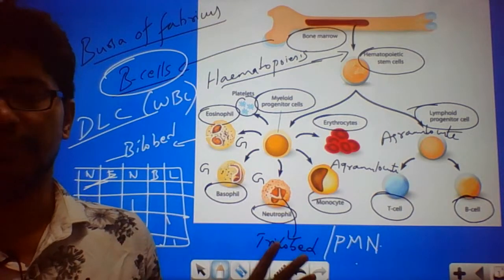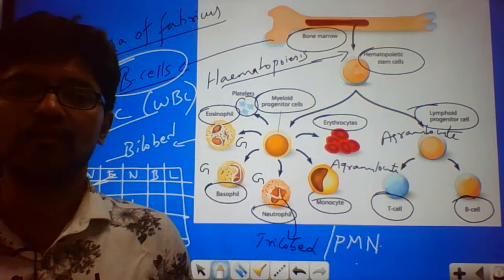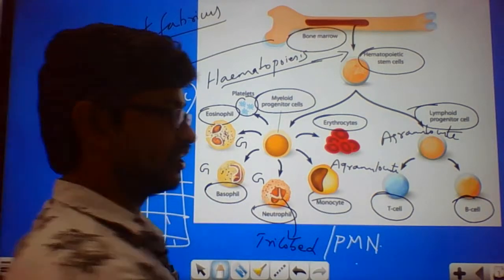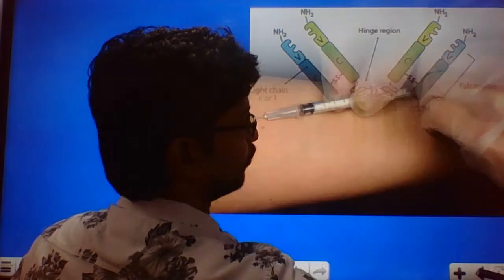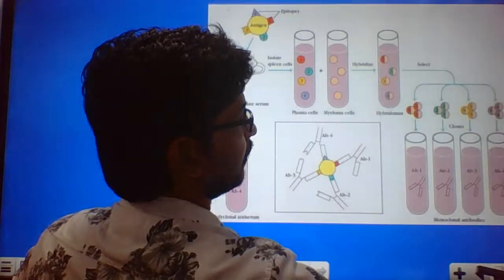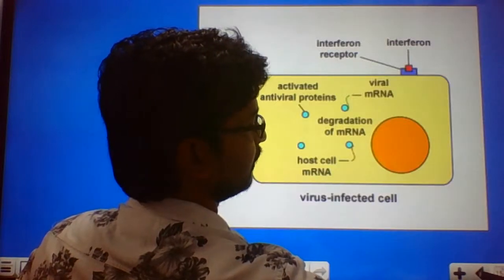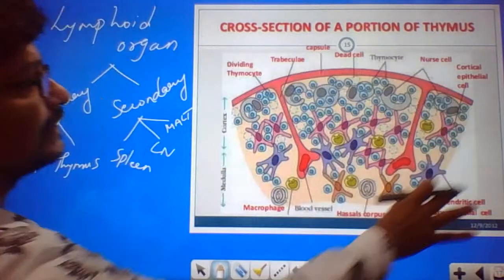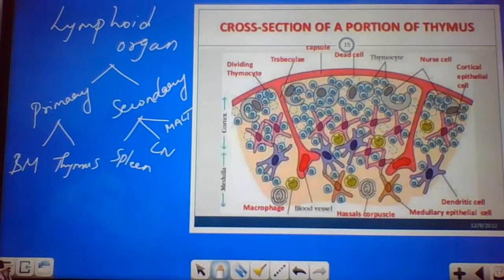Thymus we are not discussing, because we already discussed the thymus in human physiology. We discussed thymosin, T lymphocytes, the structure and everything. So this diagrammatic representation, I hope you have not forgotten the structure. Let me just show you the previous part, that is the thymus. Yeah, this is a cross section of the thymus. You already discussed it in the human physiology part.